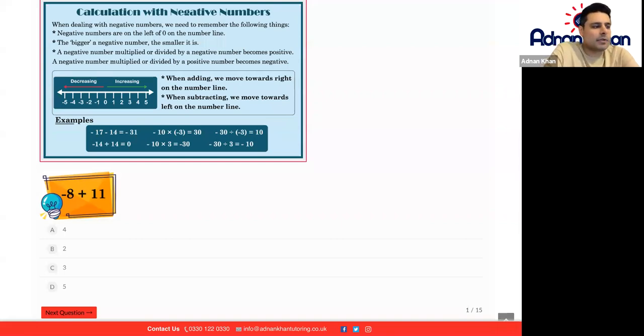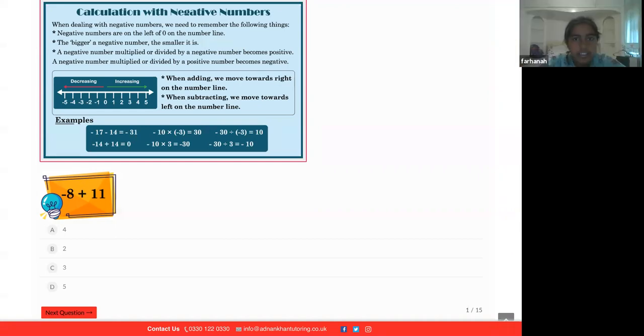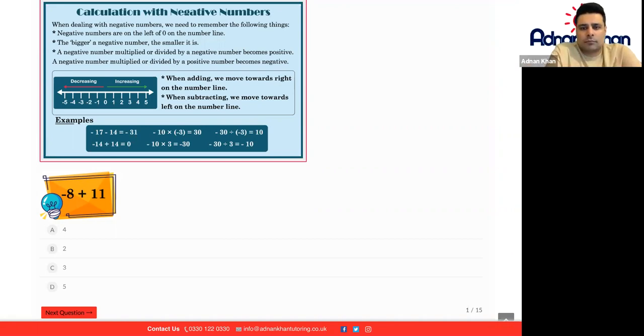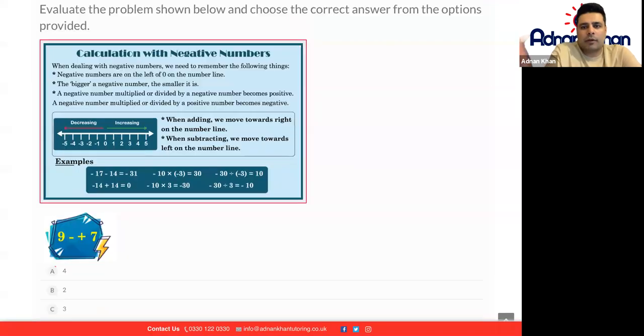So we're doing -8 add 11. This is negative numbers. Do you know how to work these out? Yes. From -8 to 0 is 8. So 8 from 11 is 3. So you add 3 onto 0. So the answer should be 3. Well done, good girl. And have a go at this one as well.